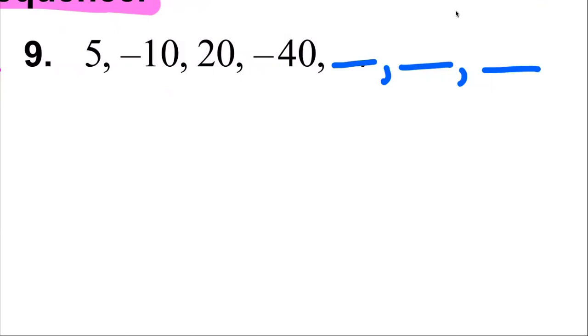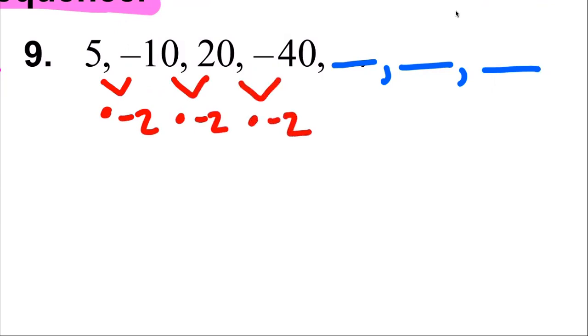All right, so it looks like we are multiplying by -2 from term to term. So if we multiply by -2, we would get 80, -160, and then positive 320.